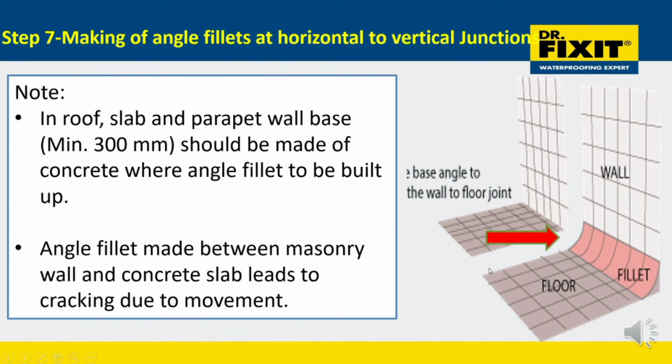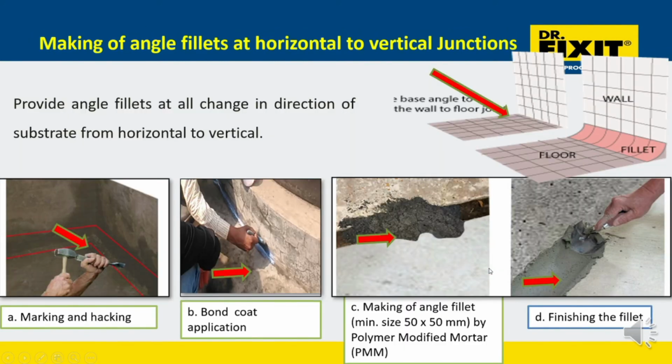So let us see further. Now let us see making of angle fillet at horizontal and vertical junction. As we discussed earlier, this is a junction and we want to make this angle fillet. With the help of these images, I would like to explain how to make a proper angle fillet at a change in direction of the substrate from horizontal to vertical. Now we will see how we will make an angle fillet.